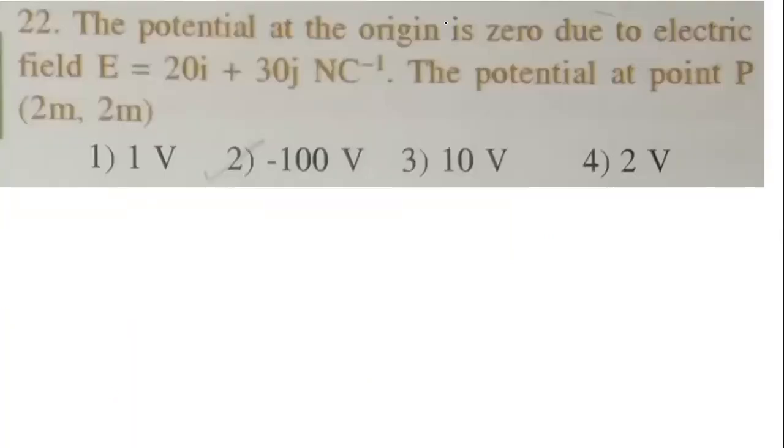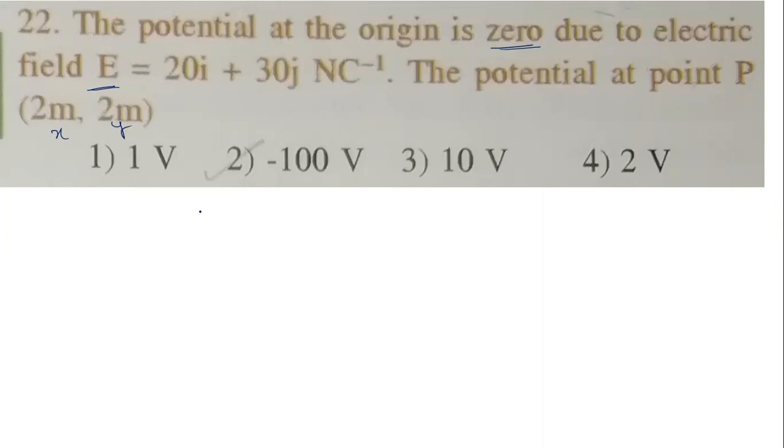The potential at the origin is zero. Due to the electrostatic field that is given here, E is given. We need to find the potential at point P, which is (2, 2).